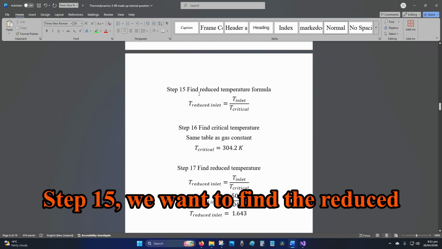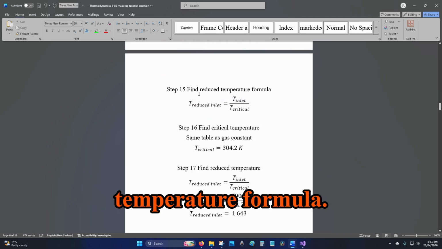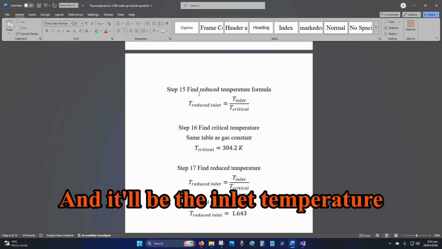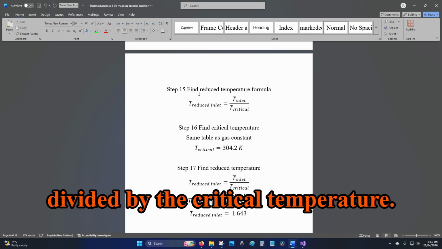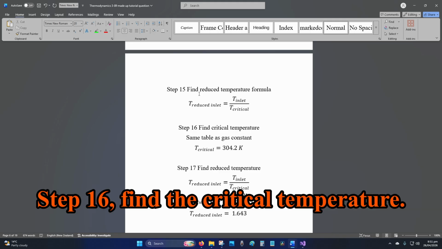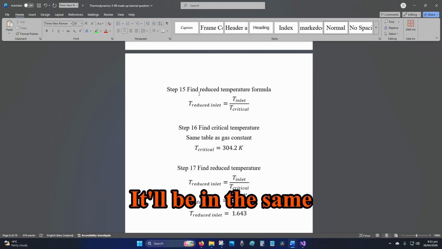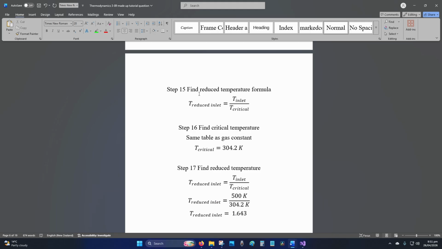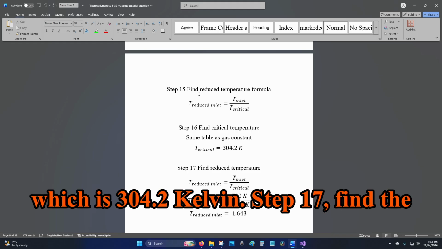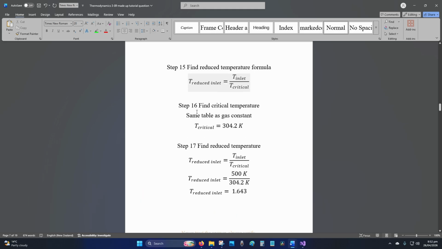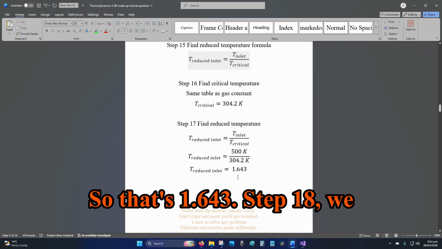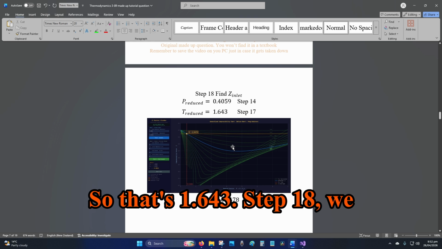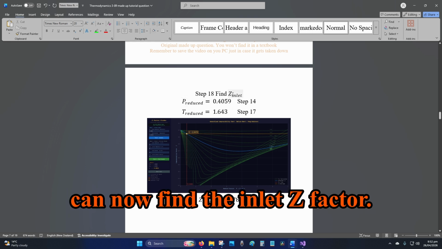Step 15, we want to find the reduced temperature formula, and it'll be the inlet temperature divided by the critical temperature. Step 16, find the critical temperature. It'll be in the same table as your gas constant, which is 304.2 Kelvin. Step 17, find the reduced temperature, the temperature ratio. So that's 1.643. Step 18, we can now find the inlet Z factor.